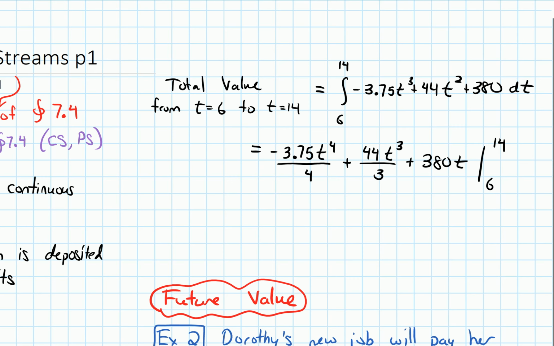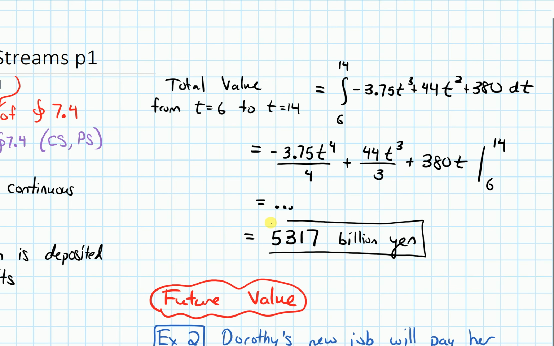And from here, it's just some plugging in and subtracting. So I'm going to skip that computation. I'm just going to put equals, dot, dot, dot. Okay, and then I'm just going to say what we get after we work it out. We will end up getting 5,317. But what were the units here? The units of money were, this was actually in billion yen. So billion yen. That would be their revenue over that time period.